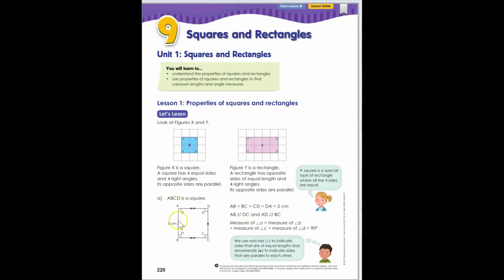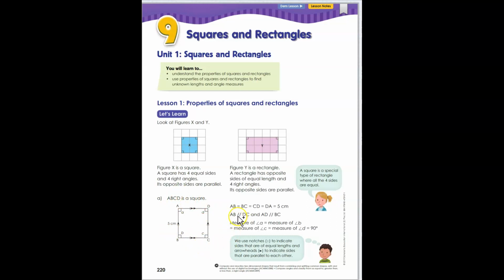ABCD is a square. So AB equals BC. So AB is the same length as BC. Okay, I'm going to have to break this down. This is going to get complex. BC equals CD. So BC is the same length as CD. CD equals DA. So CD is the same length as DA, which equals 5 centimeters. So it's just saying all these sides are 5 centimeters.